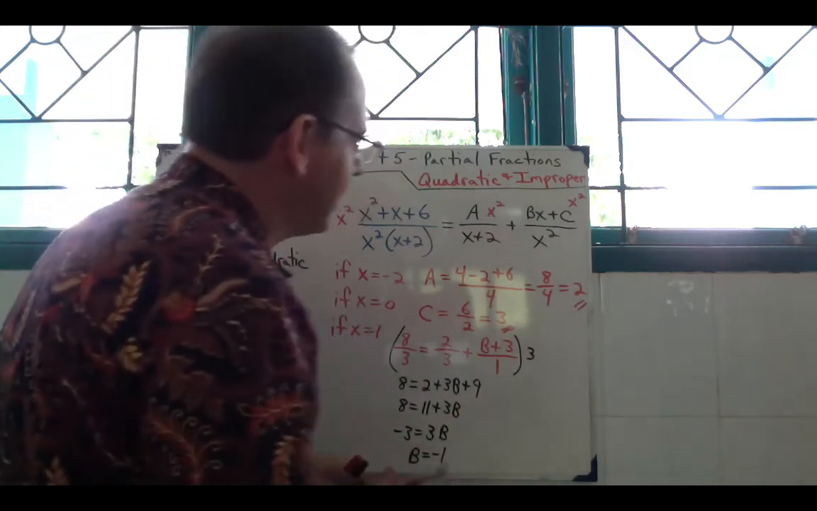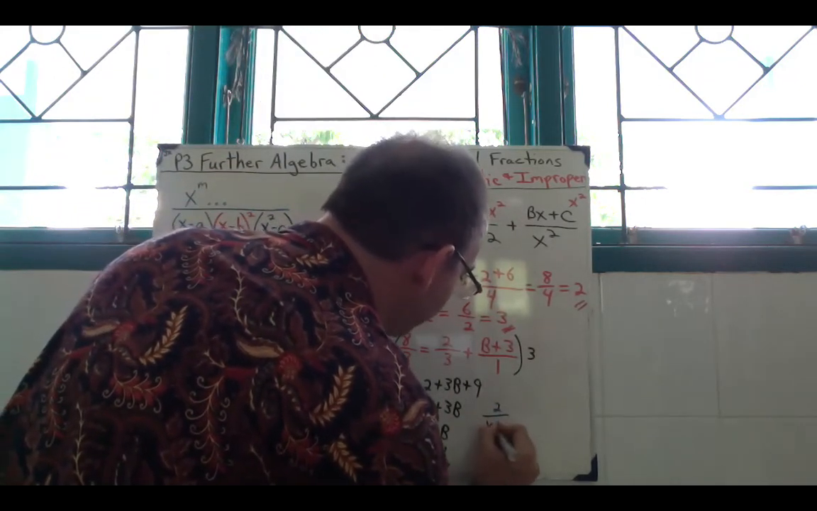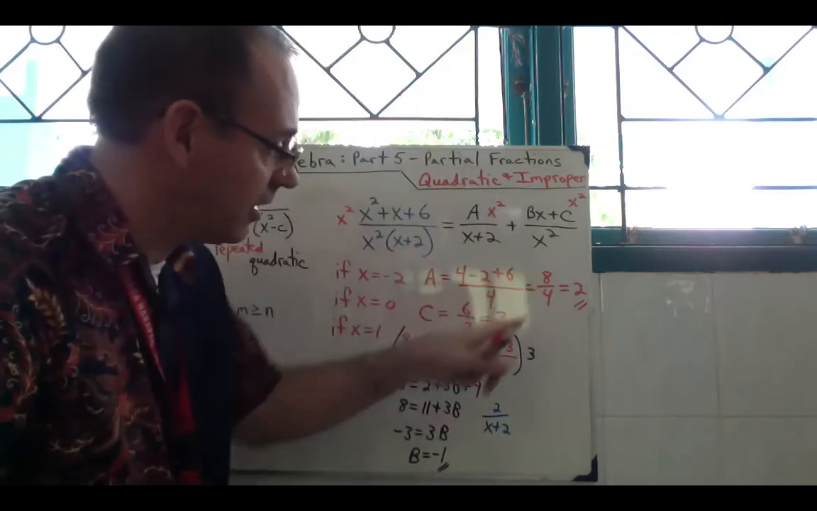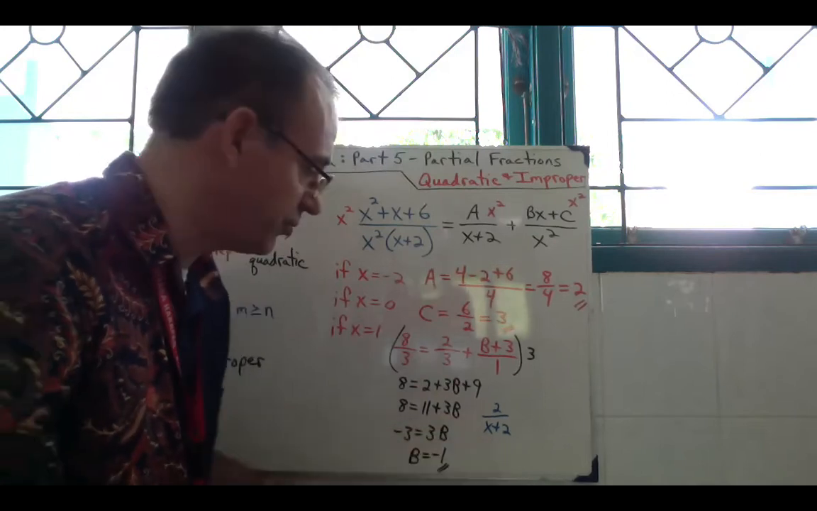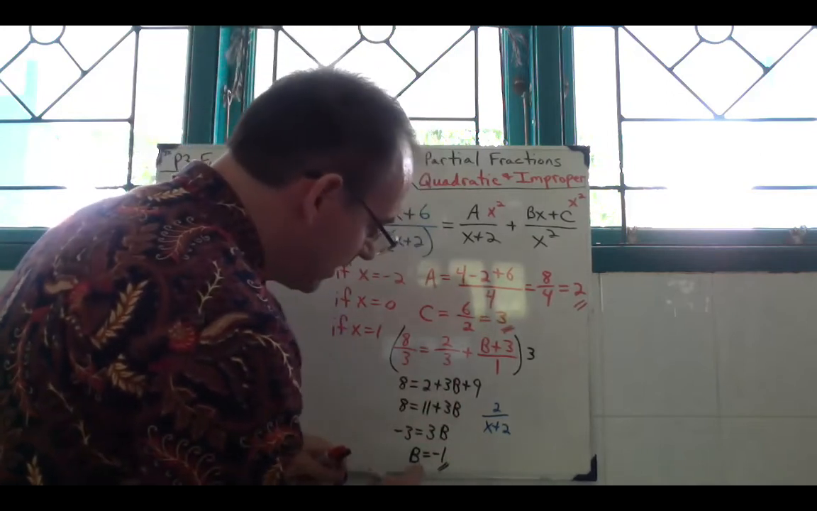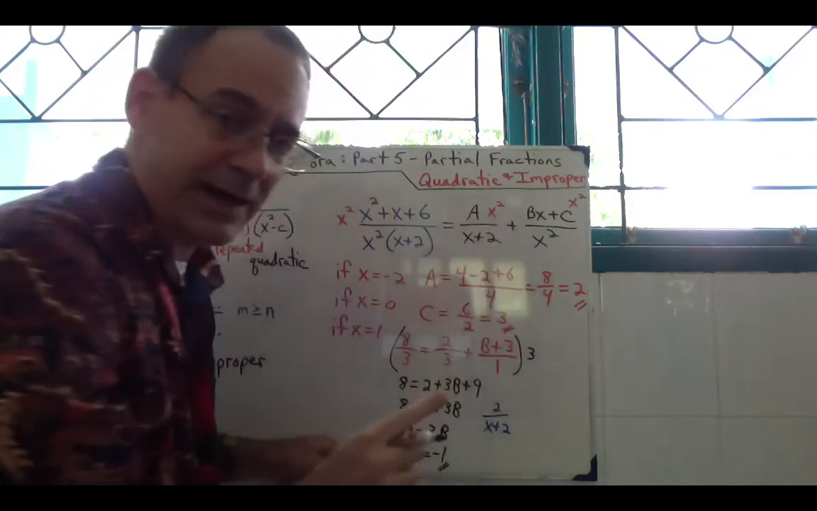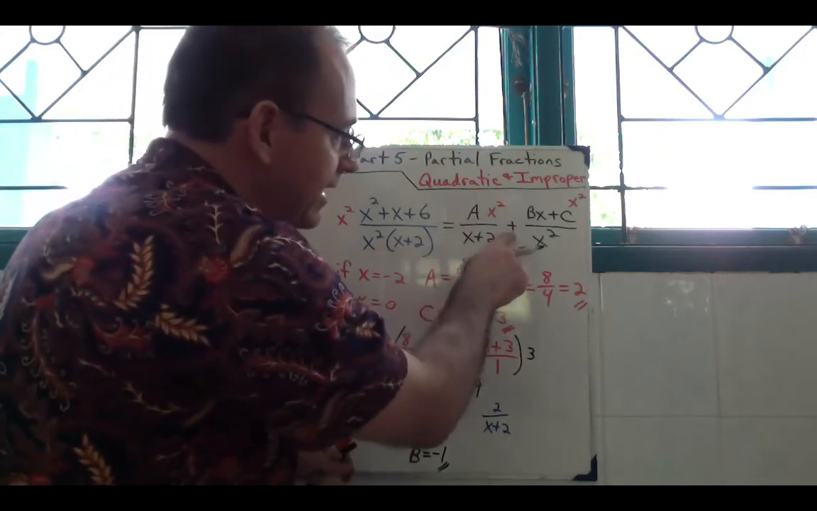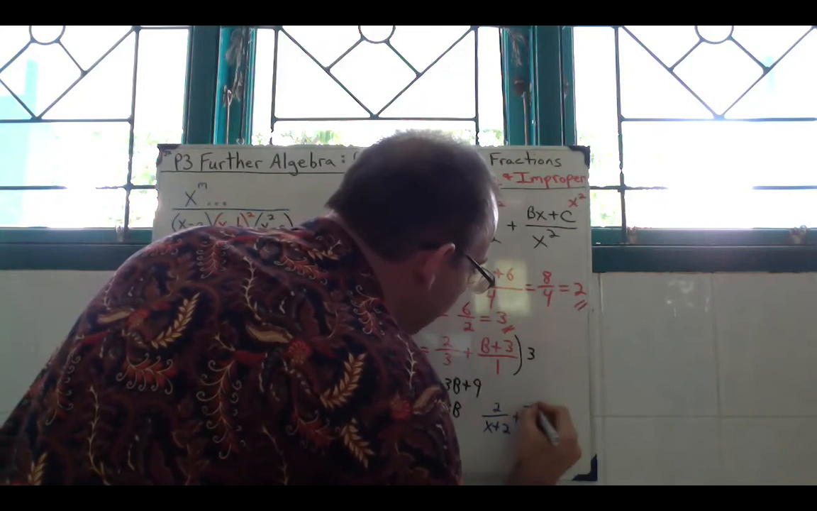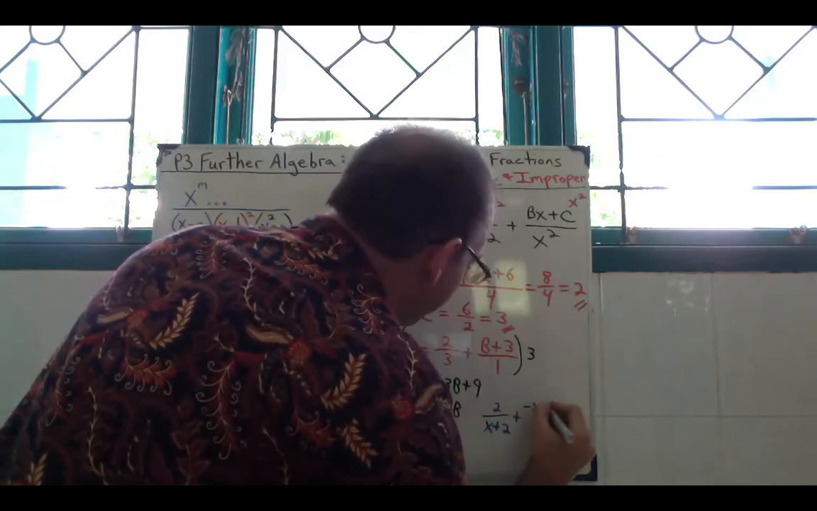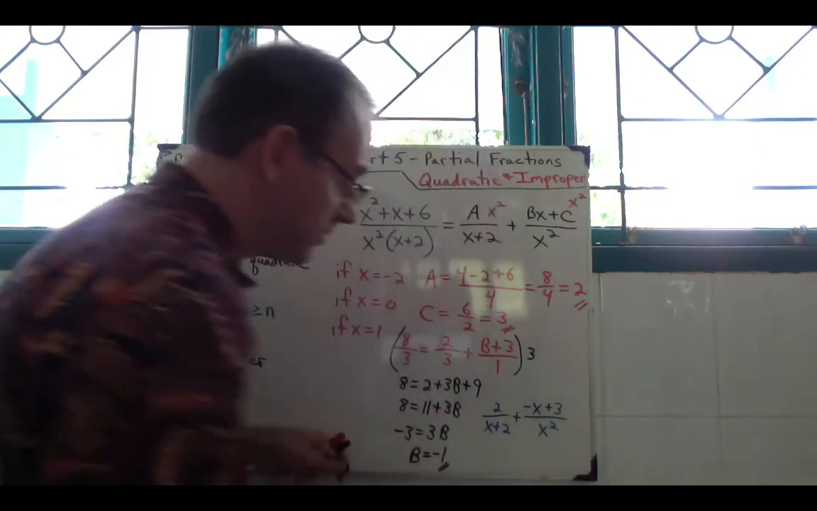So when we plug this in, we're going to get a 2 over x plus 2. So make sure that your answer 2, whether it's A, B, or C, is over the x plus 2. And then notice we get a negative 1 on the B. Now that's on the B, it's not on the fraction. So be careful of that. Don't put the negative here. It's on the B, so we get a negative x plus 3 over x squared.